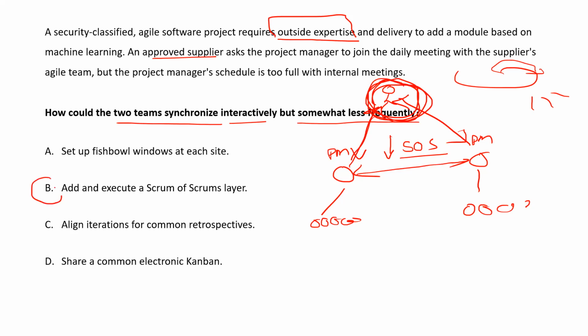So the answer is B. Share a common electronic Kanban. This could be a better option, but the problem is that in Kanban you can only look at the progress. Here the progress is not the concern. Here they want to know what the challenges are, what is happening, what is right with them, what is wrong with them. Negotiation is required. Align iterations, no. Internal and external teams will not work together. Set up a fishbowl window at each site. If they say set up a fishbowl window for both, again, two teams cannot work together. So yes, B was the better answer.